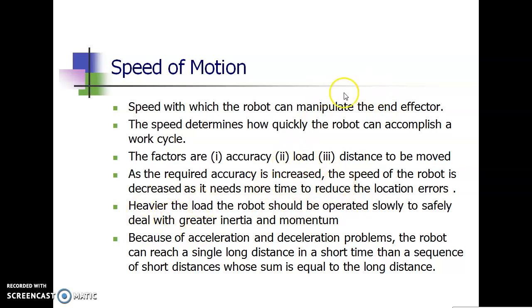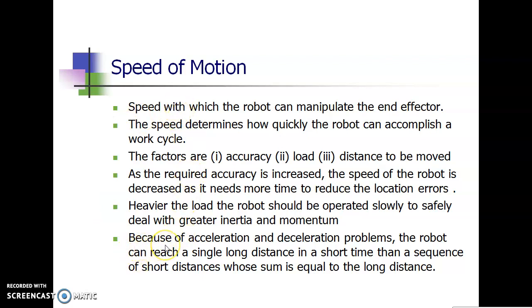Second one, when the load is larger, then the robot should be operated slowly to safely deal with the greater inertia and momentum. So when the object is larger and heavy, then obviously its inertia is going to be more, and the robot is going to carry that with a particular speed. Because of that, some momentum is also there. So because of this inertia and momentum, whenever we are handling heavier objects, obviously the speed of motion has to be reduced.